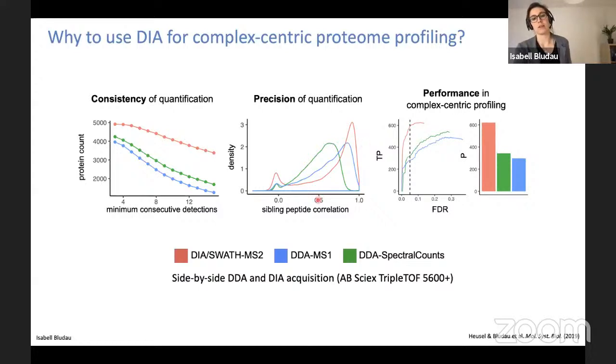Also, the precision of quantification appears to be much better. So what you can see here on the x-axis is the average Pearson correlation of a peptide with its sibling peptides originating from the same protein. And what you can see is that the average correlation for DIA was much higher than for DDA. And finally, these 2 aspects put together actually resulted in a much better performance in the complex detection for DIA compared to the DDA workflow.